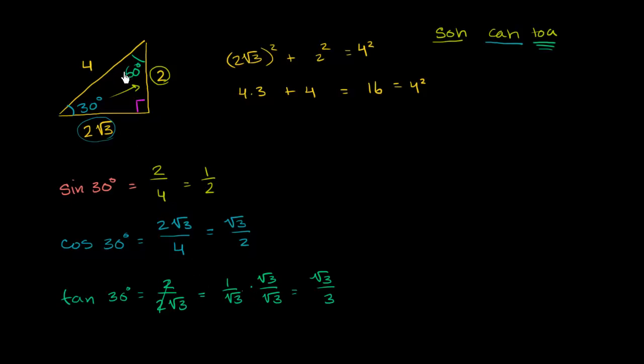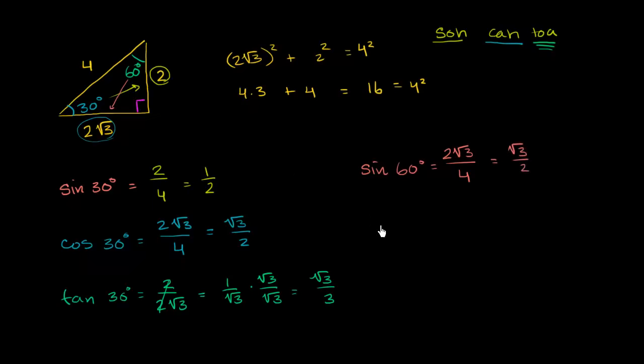Fair enough. Now let's use the same triangle to figure out the trig ratios for the 60 degrees, since we've already drawn it. So what is the sine of 60 degrees? I think you're hopefully getting the hang of it now. From the SOHCAHTOA, for the 60-degree angle, what side is opposite? Well, it's the 2 square roots of 3. Sine is opposite over hypotenuse. So it's 2 square roots of 3 over 4. 4 is the hypotenuse. This simplifies to square root of 3 over 2.